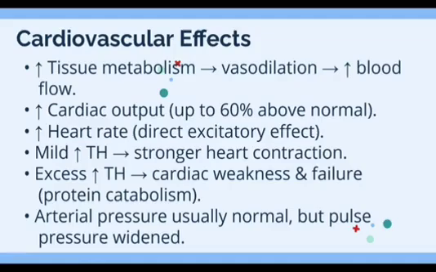The cardiovascular effects. There is increased tissue metabolism, so vasodilation happens and increased blood flow. In hyperthyroidism, there is increased cardiac output, up to 60% above normal. As a direct excitatory effect, there is increased heart rate. In mild thyroid hormone increase, there is stronger heart contraction. But when there is excess thyroid hormone, it can cause cardiac weakness and failure. In this condition, arterial pressure is usually normal, but pulse pressure can be widened.